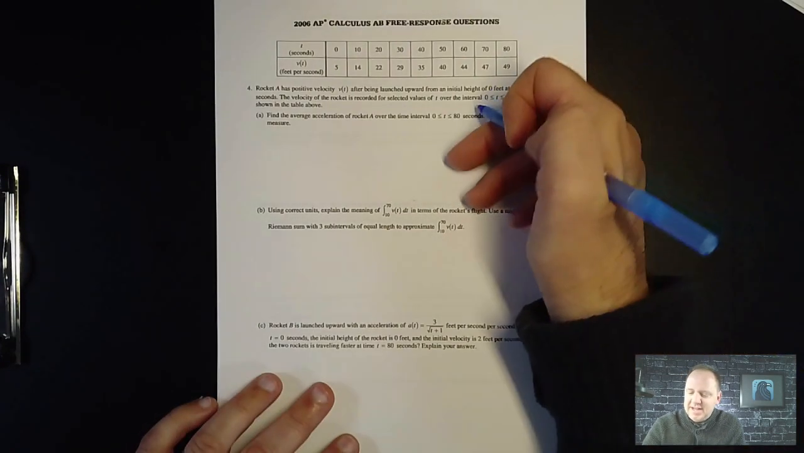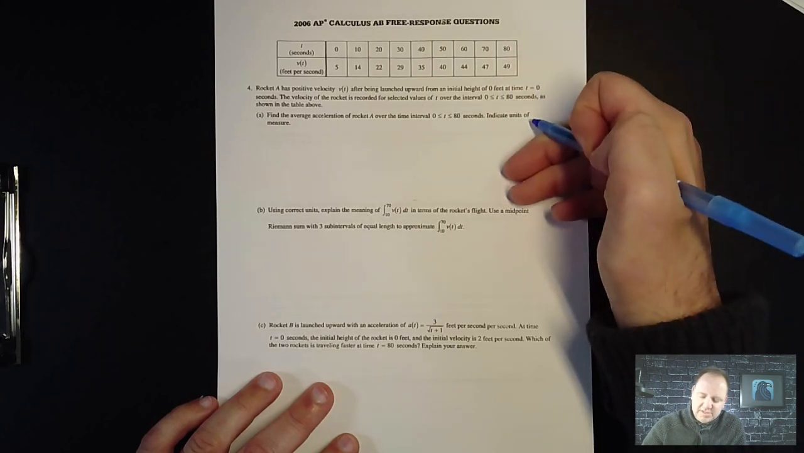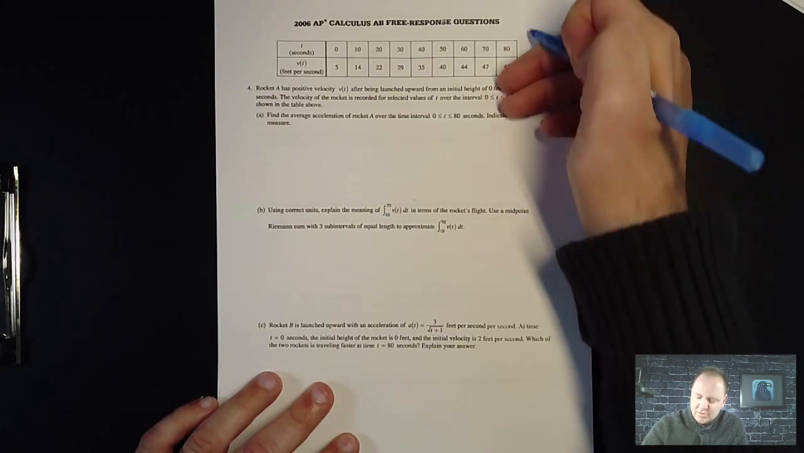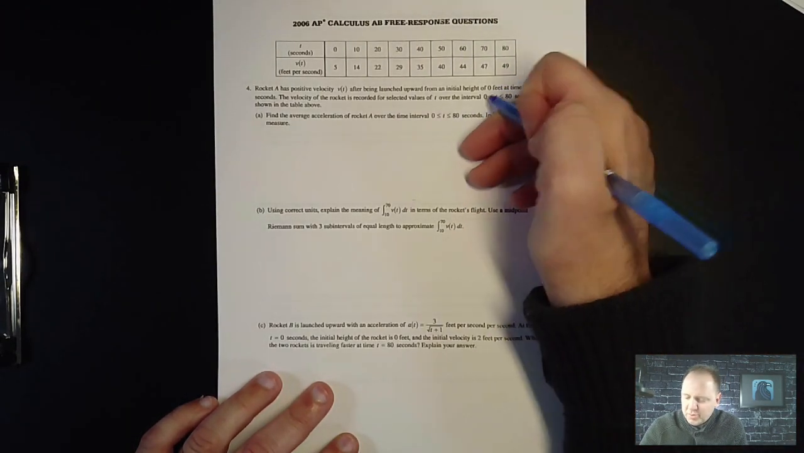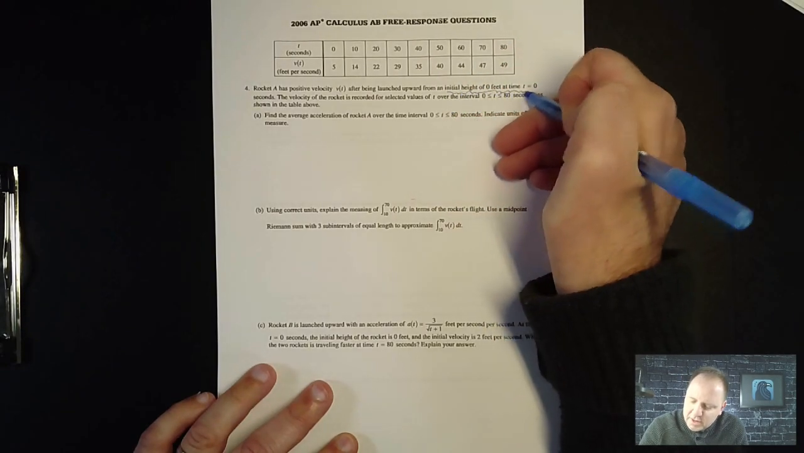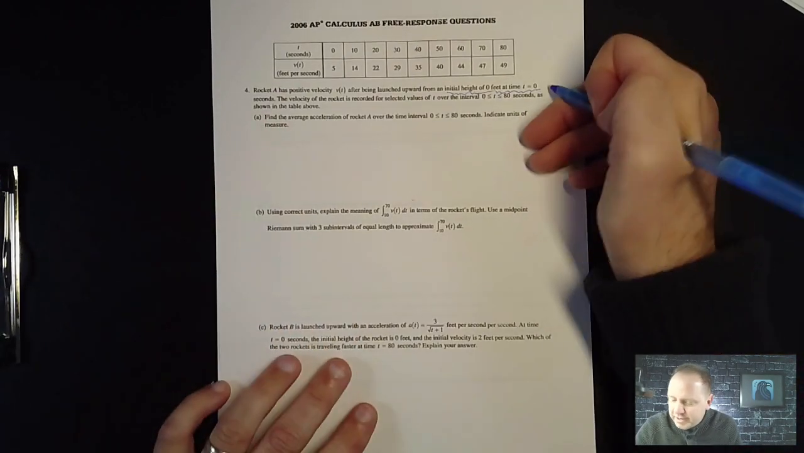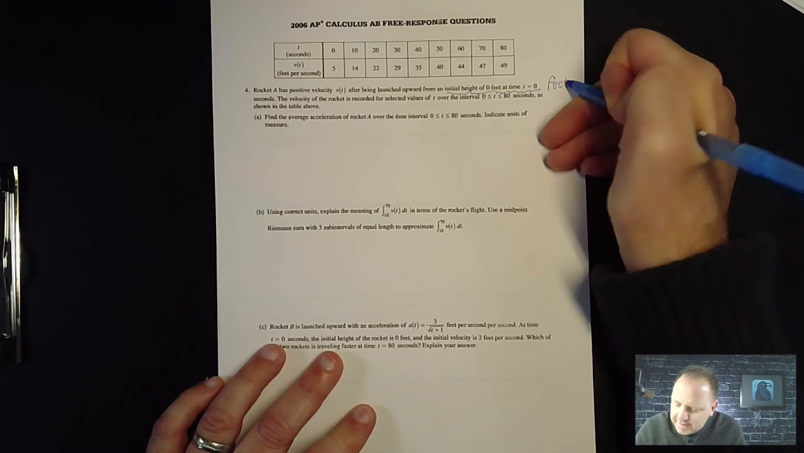It has a velocity after being launched upward, so it's going up. Remember, this is AB, so that means its y of t is going to be positioning, with an initial height of 0 feet at t equal to 0. It's being launched off the ground. So we have feet per second. You know I always like to write my units to the right.